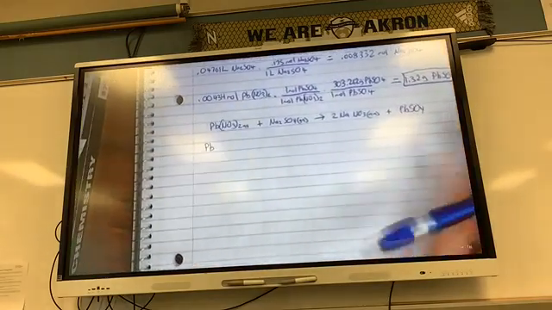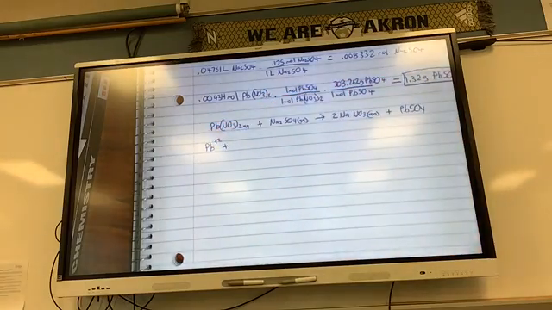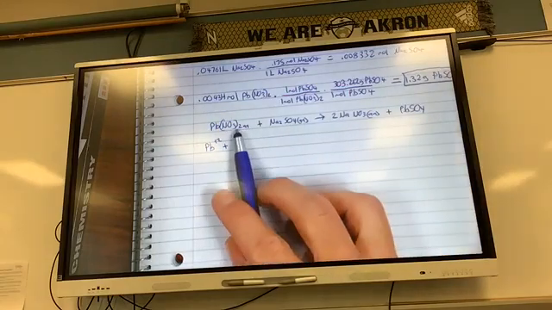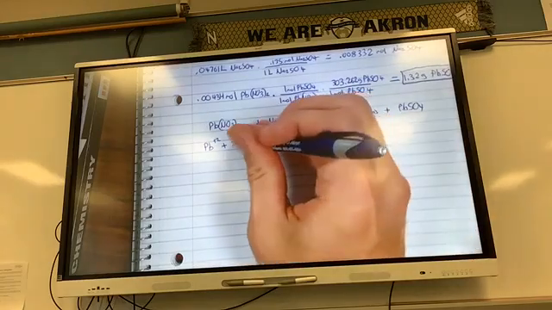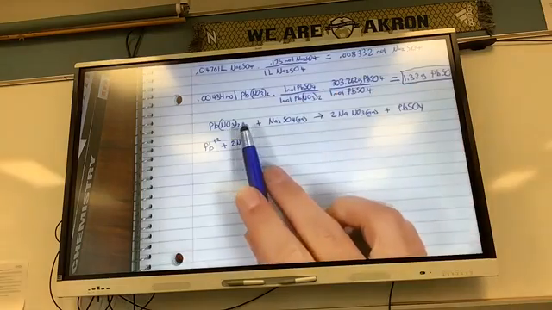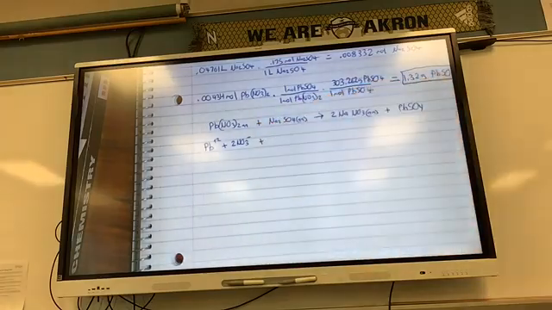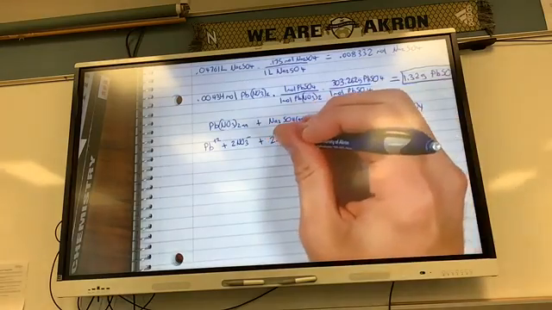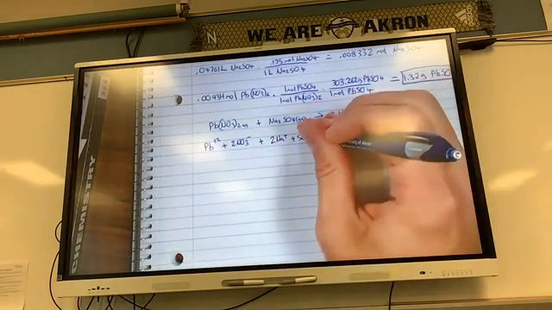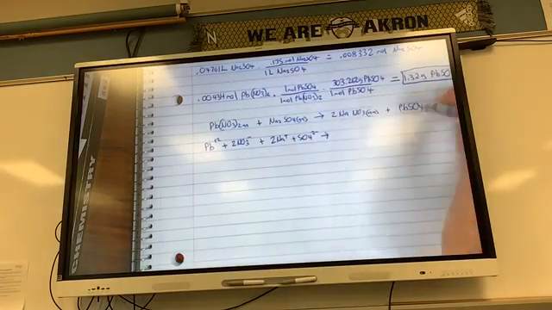Anybody? Yes. Plus what? Plus NO3. Be careful. How many NO3s? Plus 2 NO3 minus, because there's 2 of them. This is the first one where we've had any subscript that's not a 1. Plus what? Plus 2 Na plus, SO4 2 minus. You with me so far?